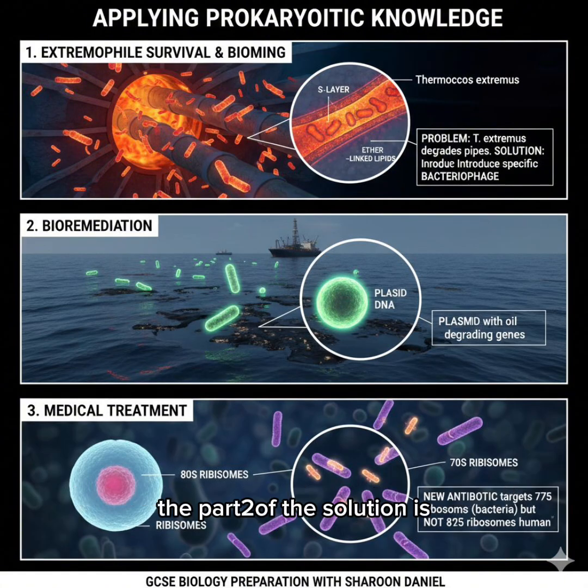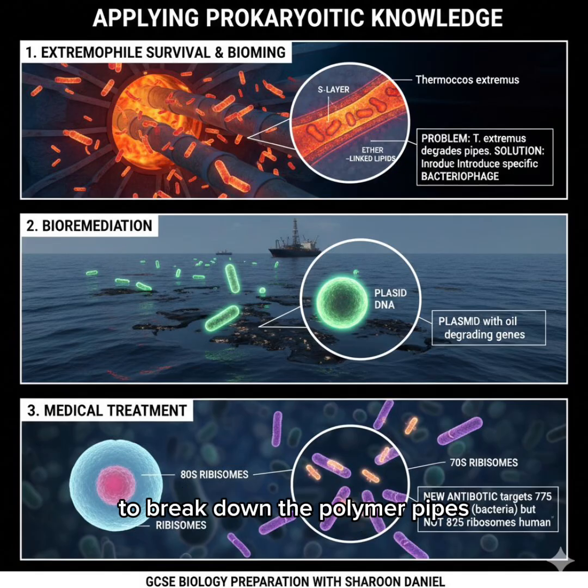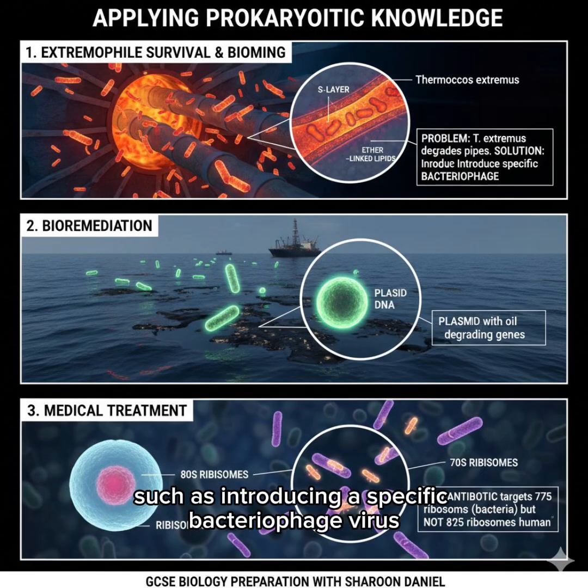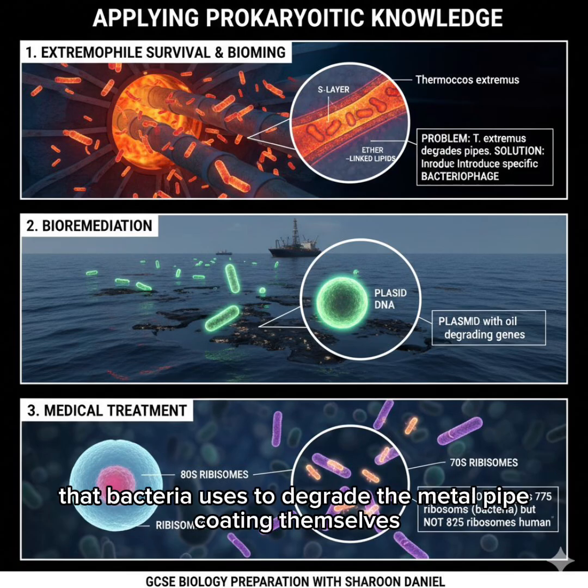Part two of the solution is that the bacterium is likely to secrete an extracellular enzyme to break down the polymer pipes. To stop this without harsh chemicals, one could use a biological method, such as introducing a specific bacteriophage virus that infects this bacterium, or altering the pH of the water slightly to inhibit the specific enzymes that the bacteria use to degrade the metal pipe coating themselves.